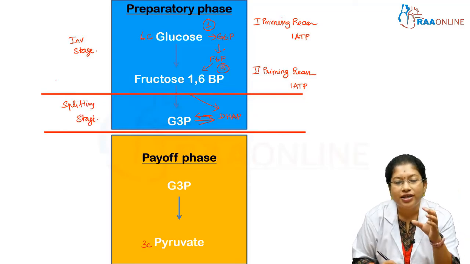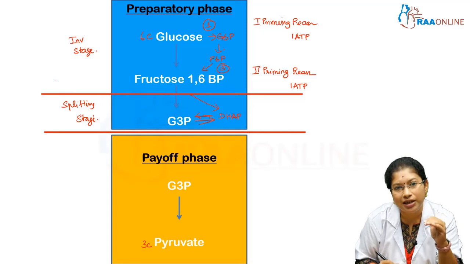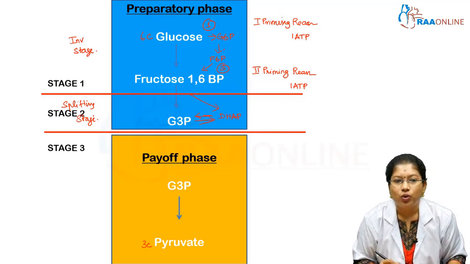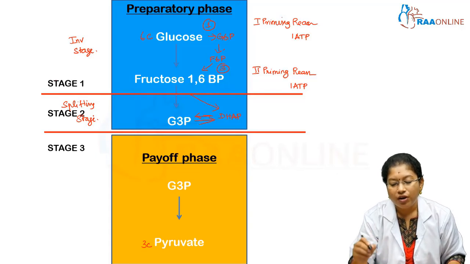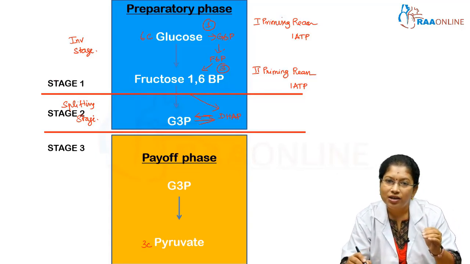So the preparative phase has two stages: one is the investment stage and the other is the splitting stage. So, stage 1, stage 2 and stage 3. Here we are investing 2 ATPs. That is why it is called the investment stage.